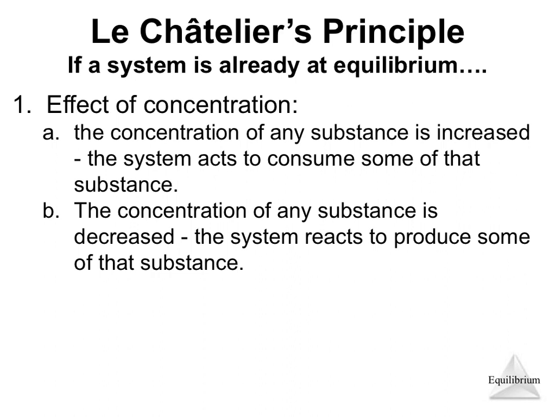So Le Chatelier's principle basically says that if a system is already at equilibrium, the first effect that we can have is on concentration. So if the concentration of any substance is increased, the system acts to consume some of that substance. So if you add reactant, it uses up the reactant and makes more product. If you add product, it's going to use up that product to make more reactant. If the concentration of any substance is decreased, the system wants to produce some of that or fill it back in. So if we get rid of some of the reactant, the product will react to form more reactant.